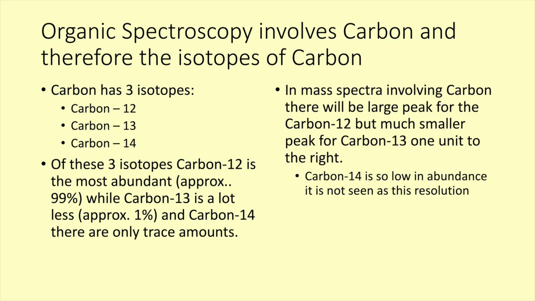It will always be that 1 unit to the right, as it is that 1 unit in mass higher than carbon-12, but as carbon-12 has that 99% abundance, that is the main peak that we're drawn to when we look at our mass spectra.